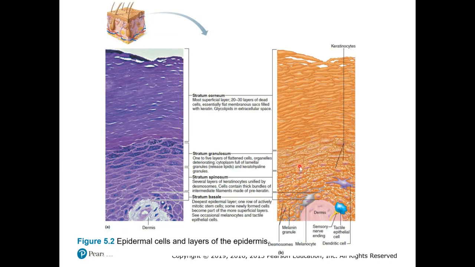And then we look over here at the diagram, and we can see here's a dendritic cell, a macrophage wandering around, and keratinocytes. You see how many more keratinocytes there are than the other cell types. Here's a Merkel or tactile cell attached to a nerve ending, sense of touch. Here is a melanocyte.